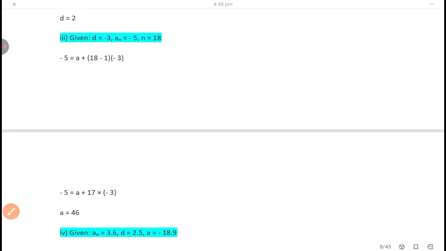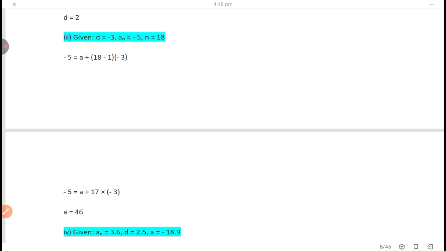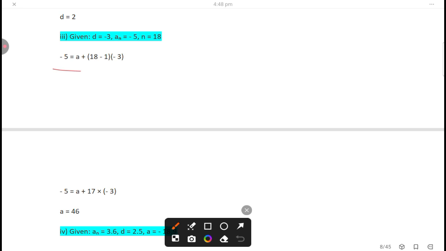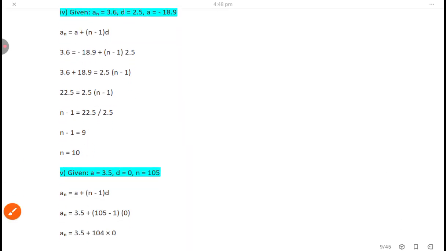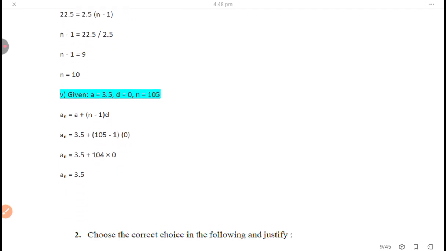Third question: d equal to minus 3, an equal to minus 5, n equal to 18. So an equal to minus 5, you put in this formula. You have to find a, with n minus 1 as 18 minus 1 and d as minus 3. You put all together and you will get 46 as the answer. Similarly, you can do it for this one. Similarly, the fifth question.